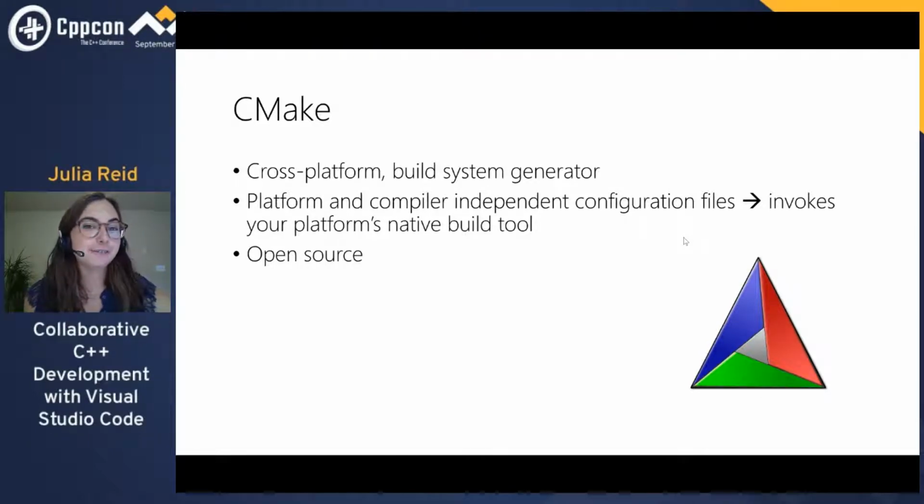CMake is a cross-platform build system generator. What do I mean by build system generator? A build system generator has platform and compiler independent configuration files, and then it invokes your platform's native build tool under the hood. So you could have the same configuration file across Linux, Mac, and Windows. And then, depending on the platform you're using, CMake will invoke Ninja or Makefile under the hood. CMake is open source, and there's a great community around it. And because of its cross-platform functionality, it's a super popular choice for open source projects.